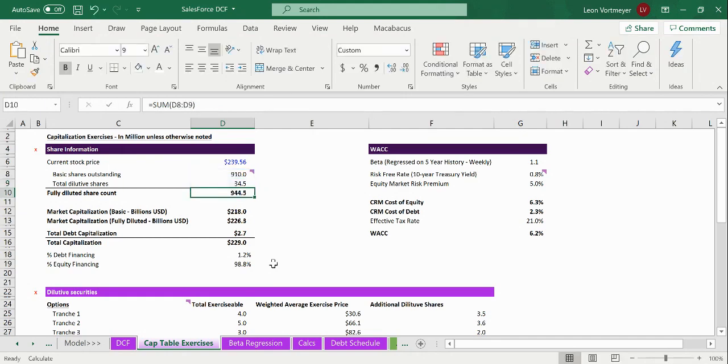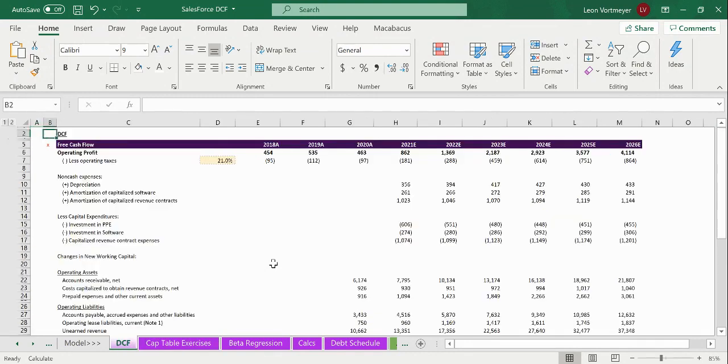So some of these get us to a fully diluted share count, and this helps us get an understanding of market cap, which along with the face value of debt gets us to a total capitalization. We use the ratio of debt and equity financing, along with the cost of equity and cost of debt, to get us to a weighted average cost of capital, which is something the model is going to be very sensitive to. This is what you're discounting your cash flows by.